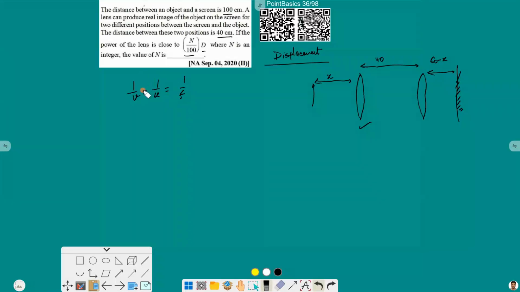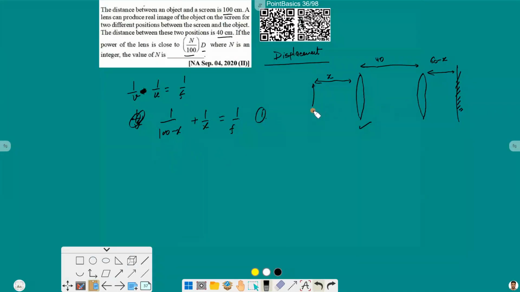Oh, sorry, we will have negative here. So for the first lens, u is negative of x. So we can write 1 by v, and v will be 60 plus 40 plus 60 minus x, so that will be 100 minus x. So that will be 1 by 100 minus x plus 1 by x is equal to 1 by f. Now this is for the first lens.